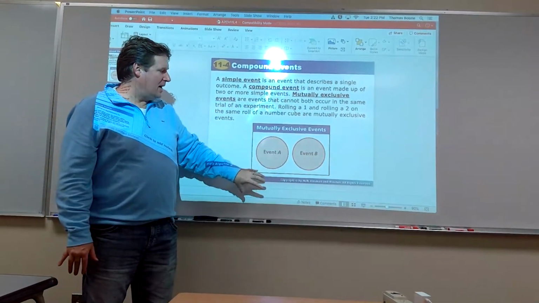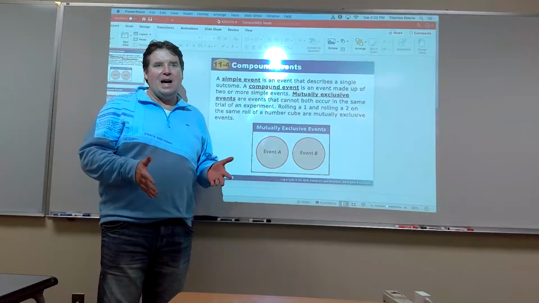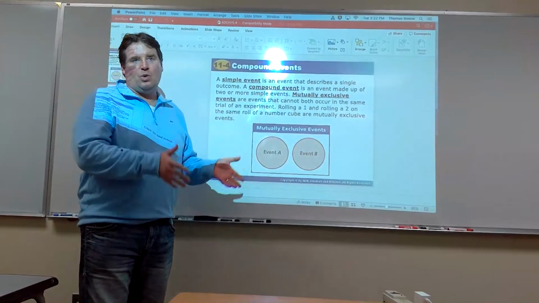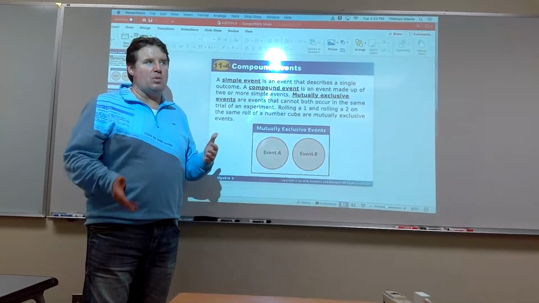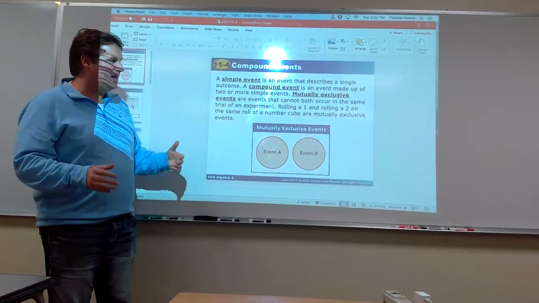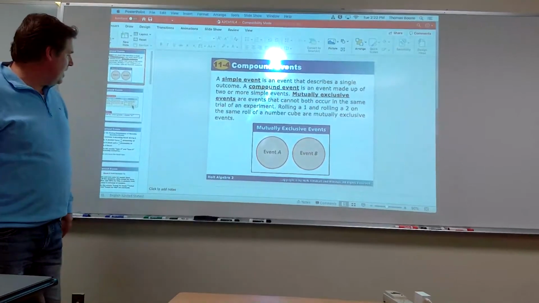So if we look at our Venn diagram, event A, B, there's no overlap, okay? So when I roll a die, I can't roll a 2 and a 3 at the same time. I either have to roll a 2 or have to roll a 3. Those are what we call mutually exclusive because they cannot occur at the same time. All right, so again, there's a little picture on that.